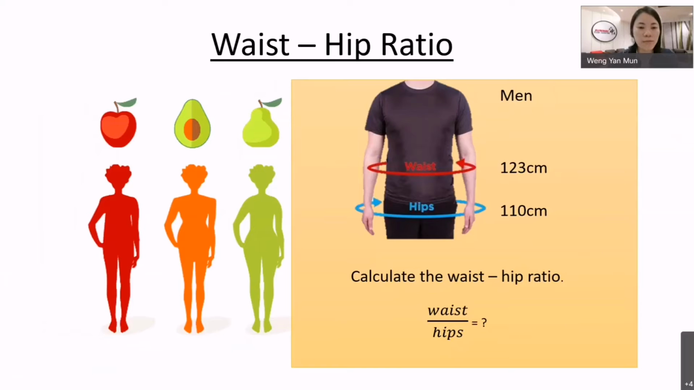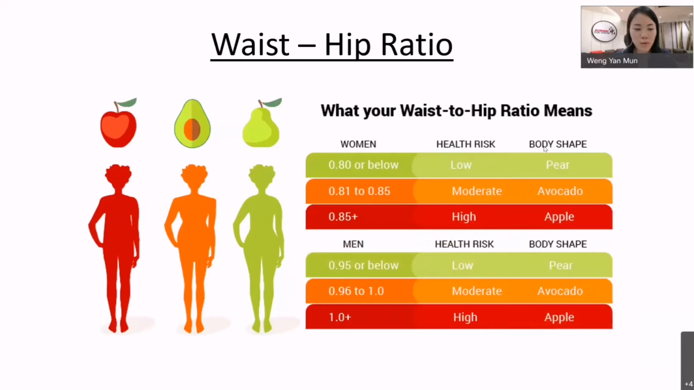As you can see, there are 3 different body types: apple shape, avocado shape, and pear shape. You can either use your waist and hip measurement to get the result, or use the given example here. This man's waist is 123 cm with a hip width of 110 cm. You can divide the waist by the hip width and get the ratio. Okay, 1.12, correct. So you can see this man's waist-hip ratio is 1.12, and he has an apple-shaped body type.